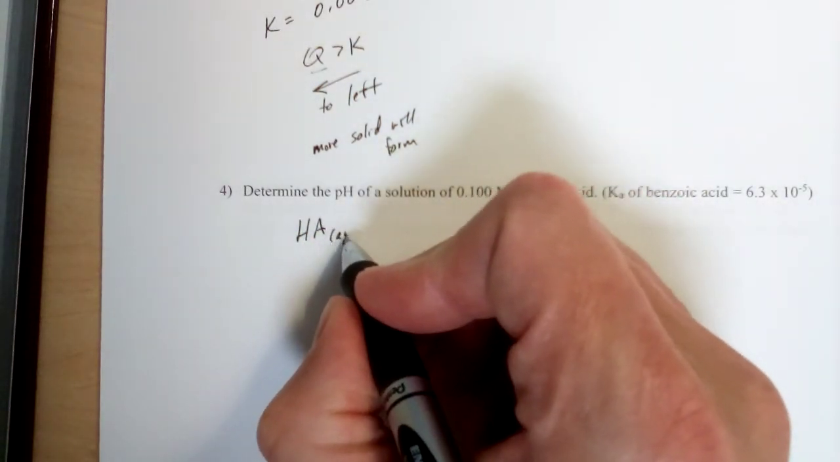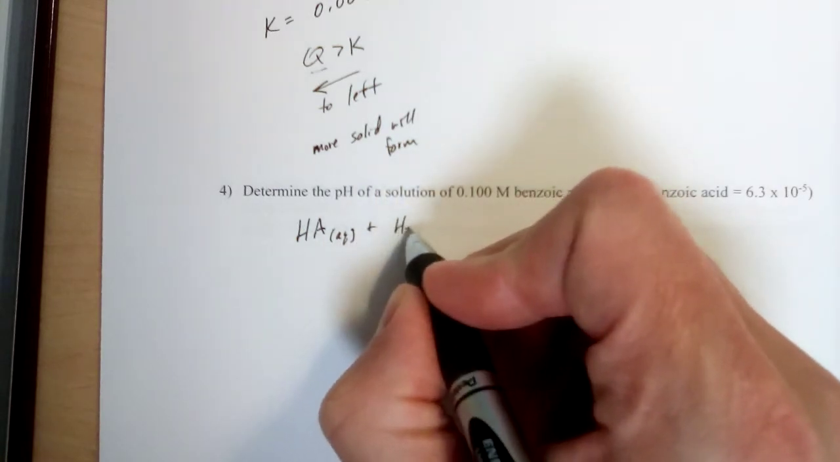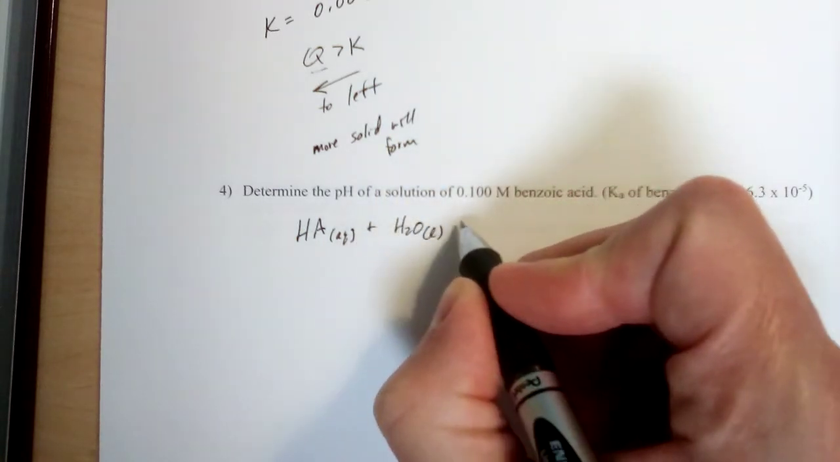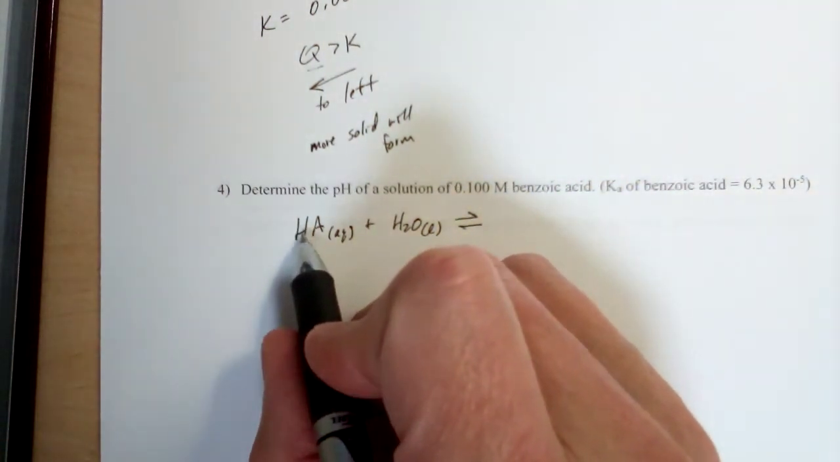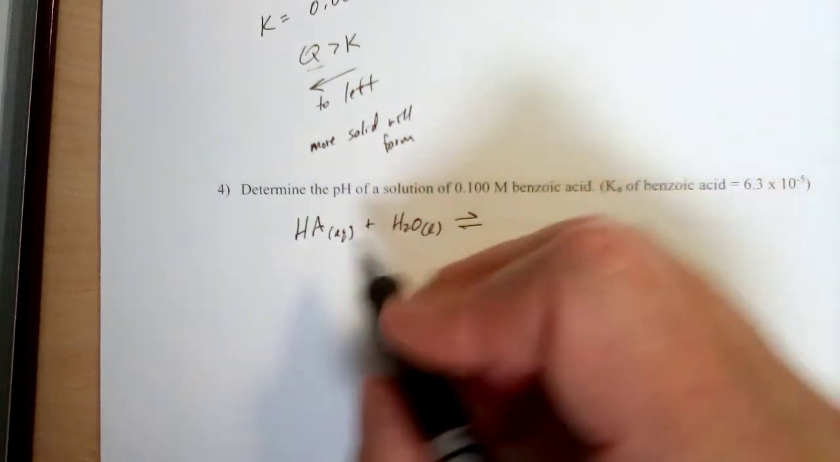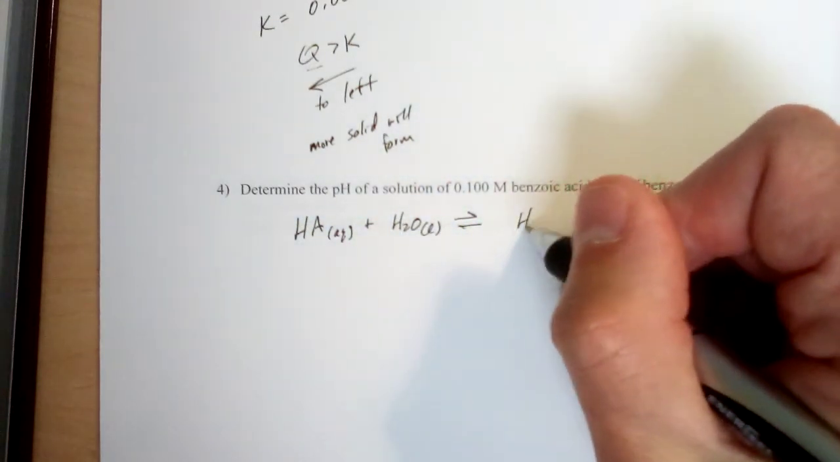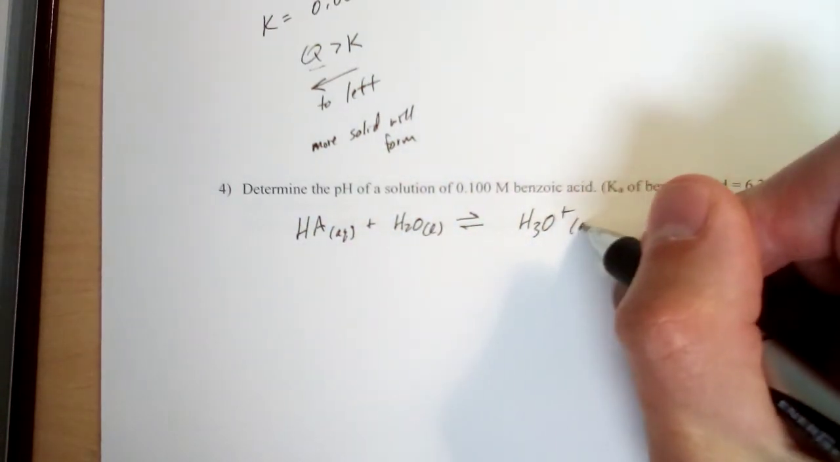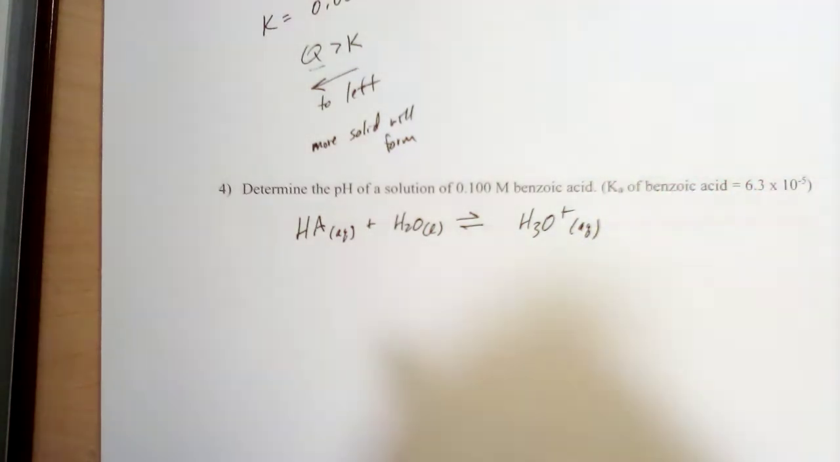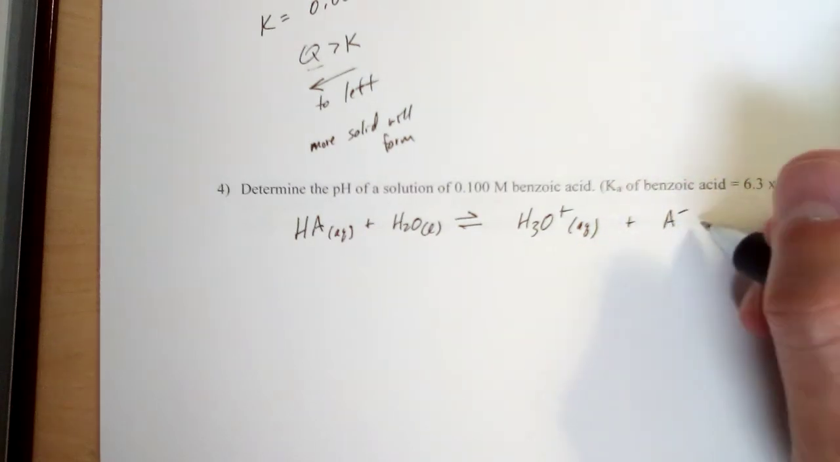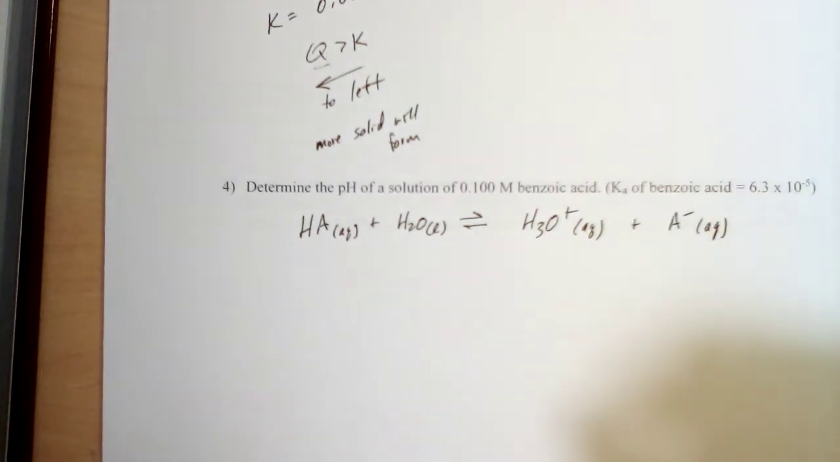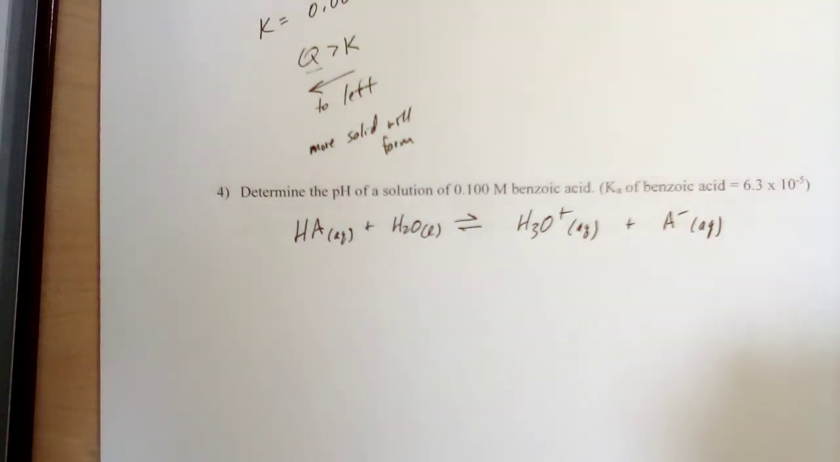Weak acid, benzoic acid, would react with water, which of course is a pure liquid. That would establish an equilibrium. Acids donate H plus in aqueous solution, so the acid will partially protonate the water, which would give us hydronium ion in solution, right? And that would leave the conjugate base of the weak acid, which would be A minus, right? Which would be benzoate, but again, that name is not really relevant to our problem, right? That will be our equilibrium.